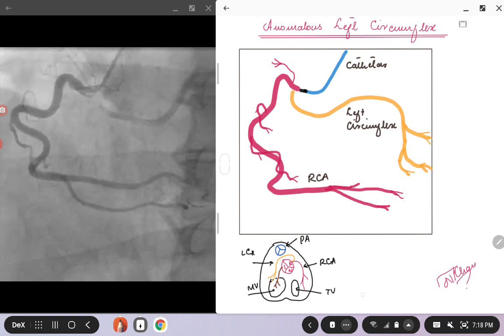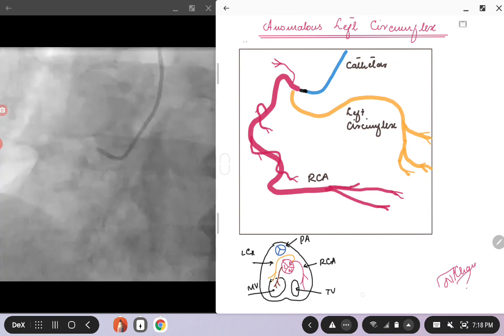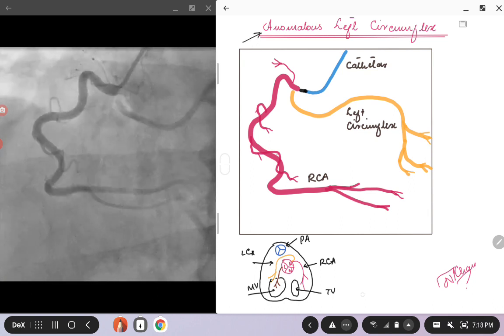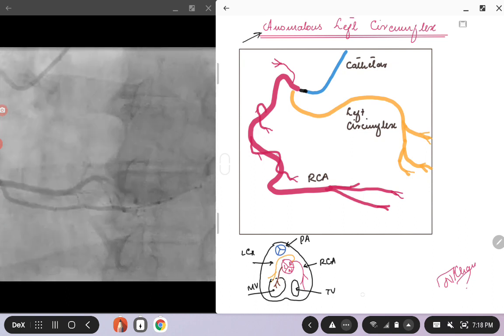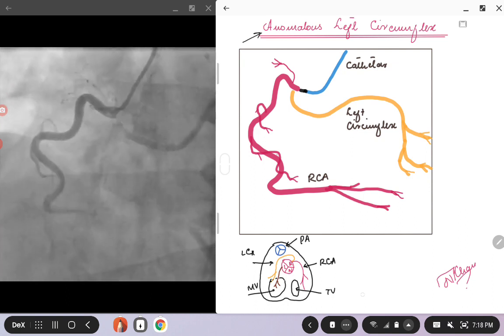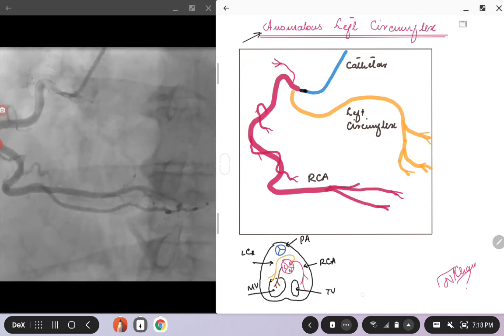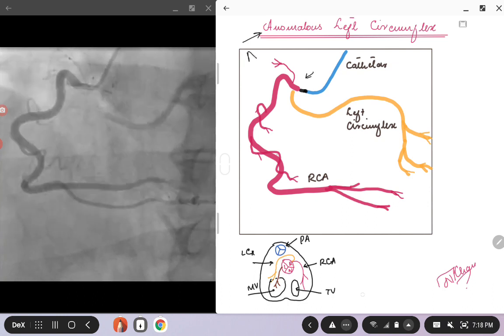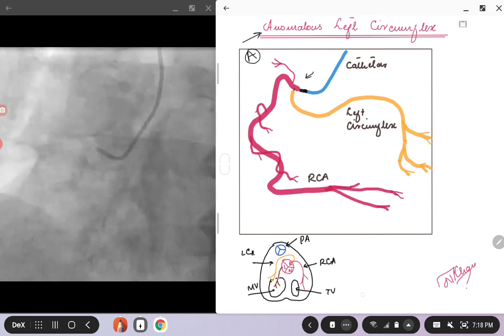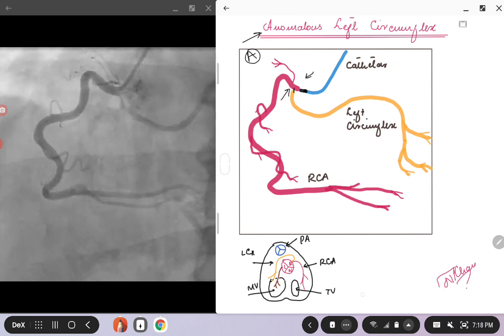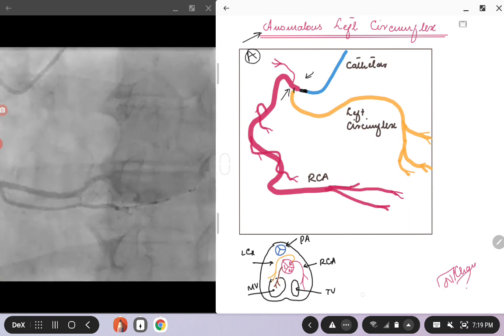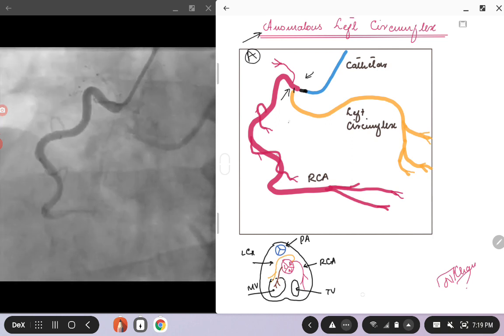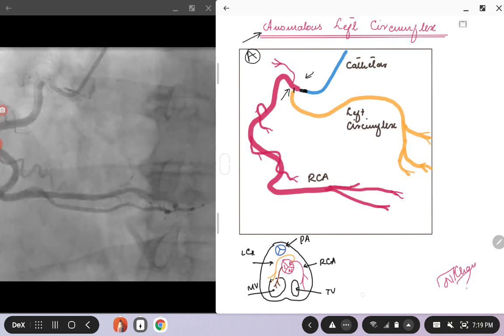But the one that we're going to be talking about today, which is the one shown on the picture on the left, is the anomalous takeoff of the left circumflex coronary artery. Here in this cine loop on the left, as you can see in picture A, it is coming off from the right coronary artery, but it can also come off from the right cusp with a separate ostium.